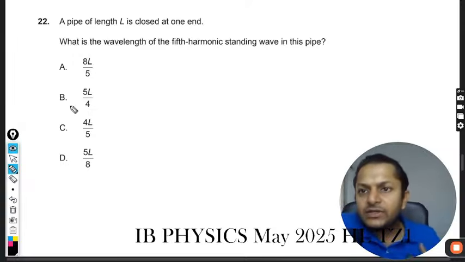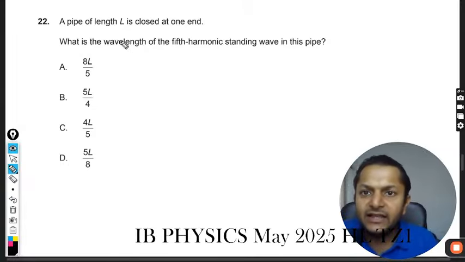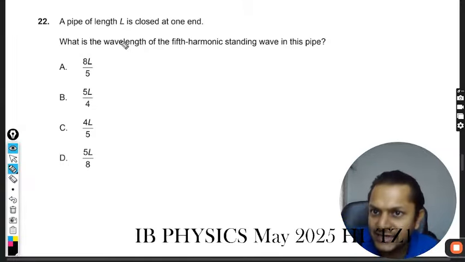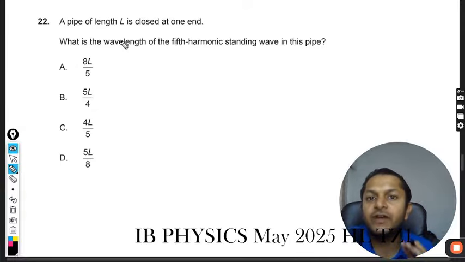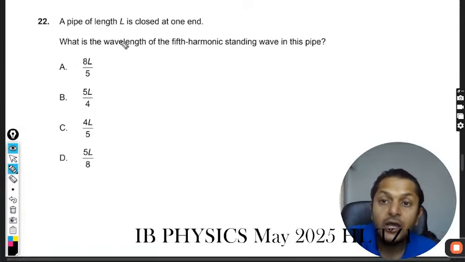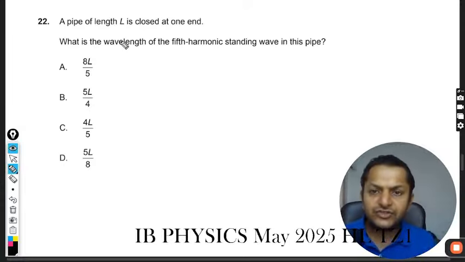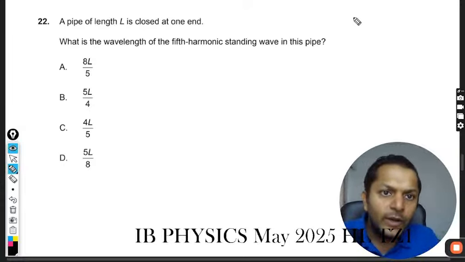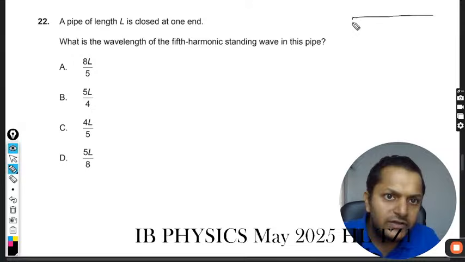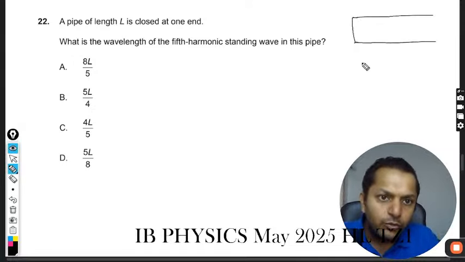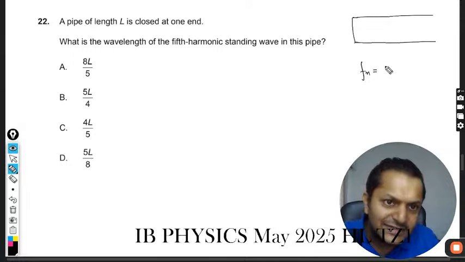Okay, dear students, let's see what is there in this question. A pipe of length L is closed at one end. What is the wavelength of the fifth harmonic standing wave in the pipe? The question is quite straightforward. When there is a pipe which is closed at one end and open at the other, the formula for the harmonic frequencies is n into v divided by 4L.